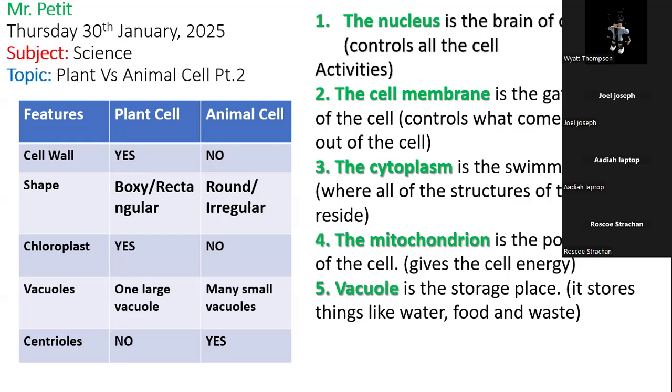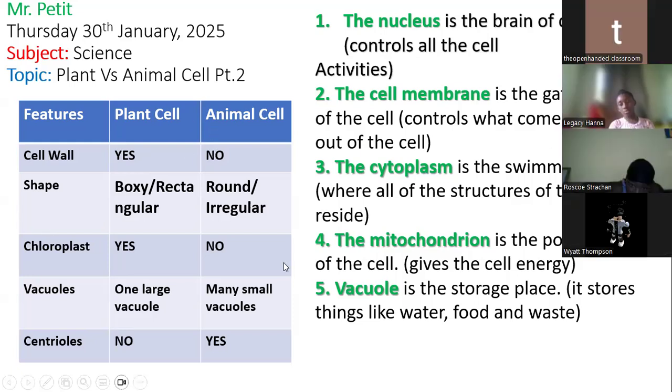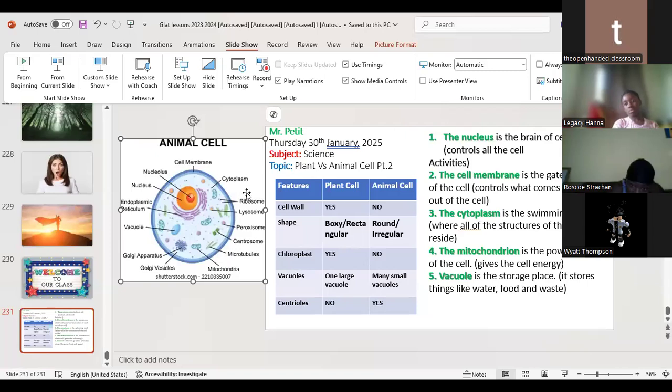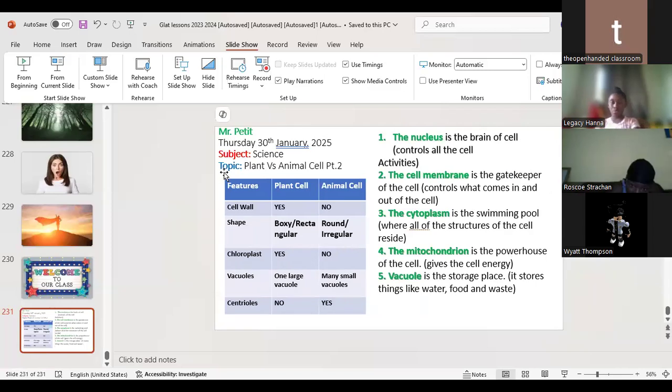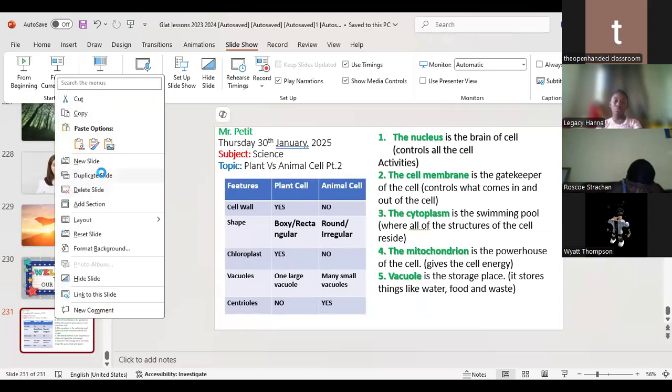Okay, let's move on to the next part that we have to do. All right. Roscoe, please turn your camera on. Gianna and Joel, turn your camera on as well. All right, let's go. So I think you're on this side. So let me move this side. I'm gonna duplicate this.